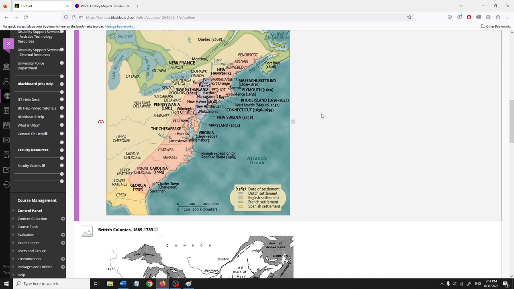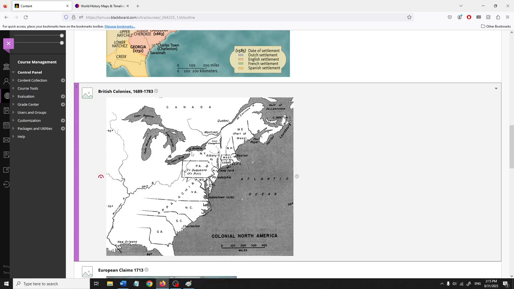This is another map that shows you the earliest settlements, and at the beginning, the settlements were literally just a small settlement on the coast, and most of them didn't survive because of disease, because of conflict with the natives. And you have here English settlements, Dutch settlements. For example, what is today Manhattan was initially New Amsterdam.